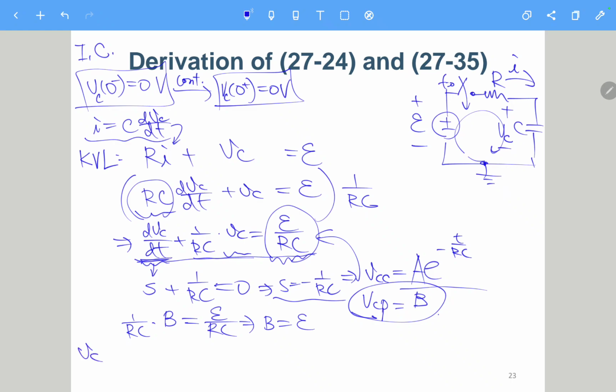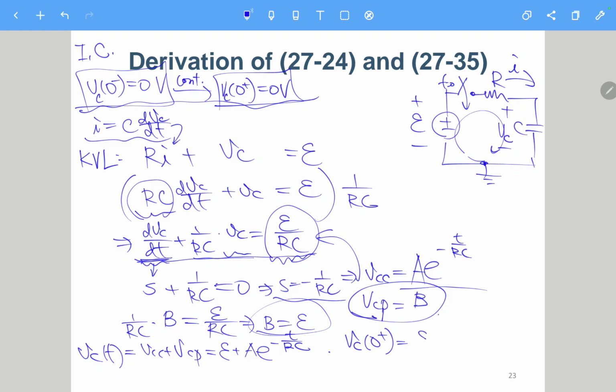Okay, so Vc of t should be Vcc plus Vcp. So it is nothing but b plus a exponential to negative t over RC. And then as much as we get the initial condition, which means that we know Vc of 0 plus is e, because we already know this is e. So it is e plus a.